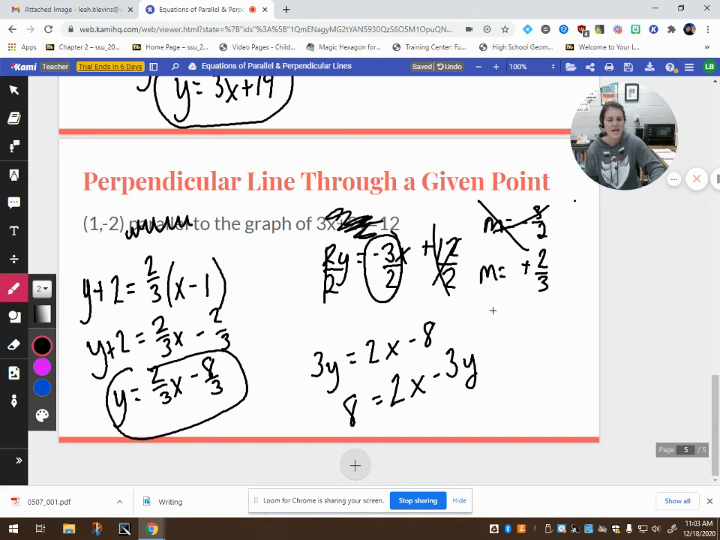Remember, we want this x to be a positive number. That's why I didn't move that over there. You could have and then multiplied everything by -1. That would work too, but we want this to be positive. So we have 2x minus 3y equals 8 written in standard form.